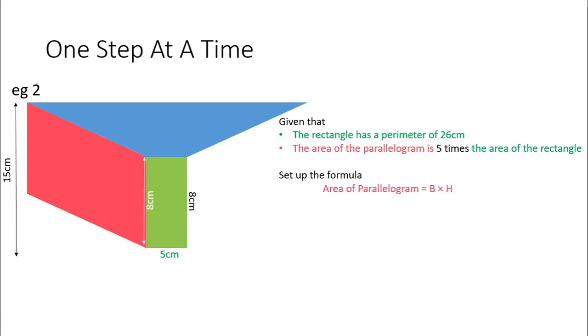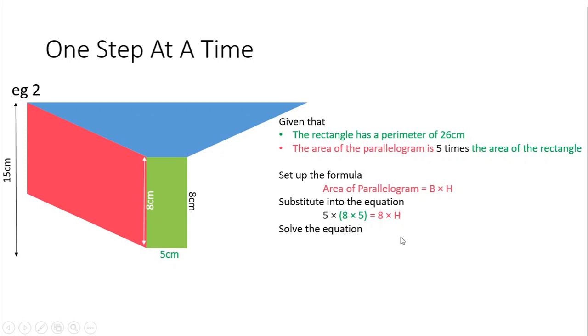Starting with the formula for the area for the parallelogram, which is base times height, that parallelogram is 5 times the area of the rectangle. So I'm going to do 5 times the area of the rectangle is equal to the area of the parallelogram. I know the rectangle has a length of 8 and a width of 5. If I multiply that by 5, that'll give me the full area of the parallelogram, which is otherwise calculated by doing the base of the parallelogram, 8, times the height of the parallelogram, which is the thing I don't know.